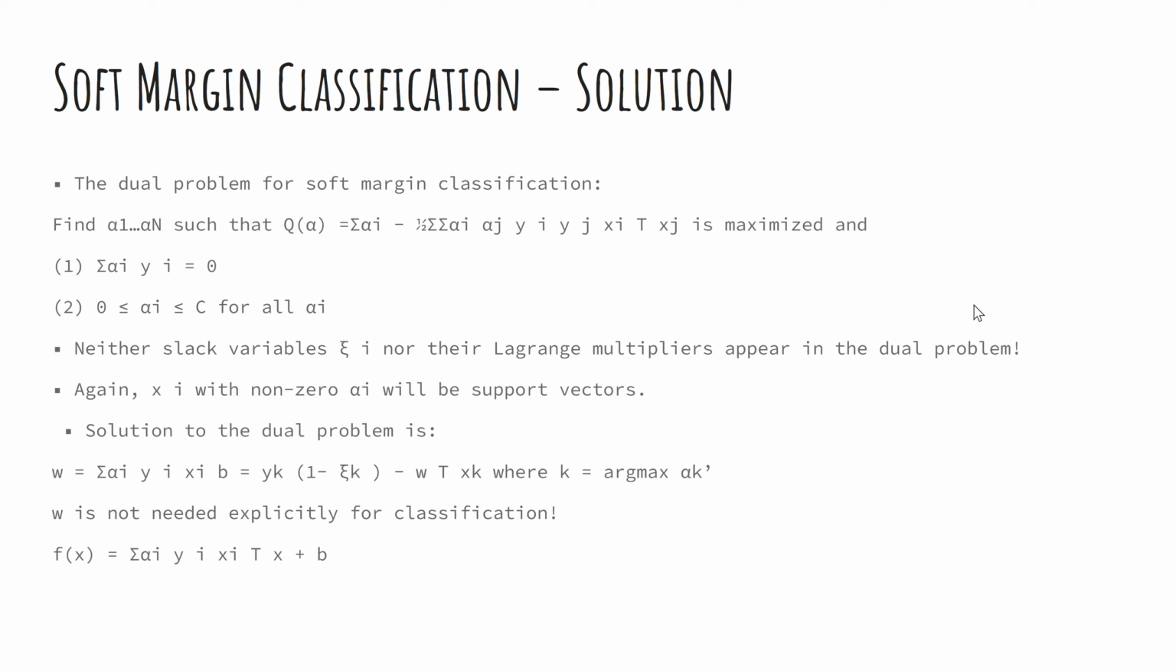Soft margin classification. The dual problem for soft margin classification: find α_1 through α_N such that Q(α) is maximized, subject to Σα_i y_i = 0 and 0 ≤ α_i ≤ C for all α_i. Neither slack variables ξ_i nor their Lagrange multipliers appear in the dual problem. Again, x_i with non-zero α_i will be support vectors. With the solution to the dual problem, w is not needed explicitly for classification.